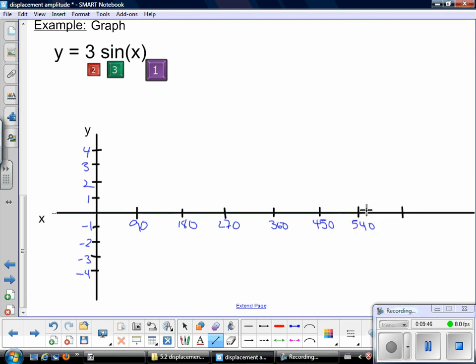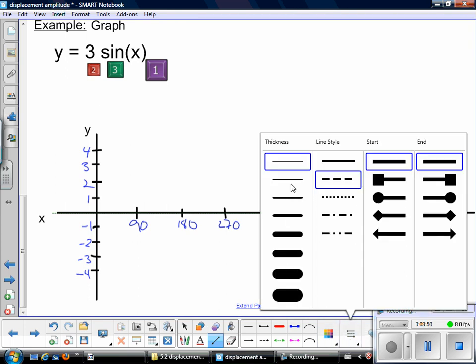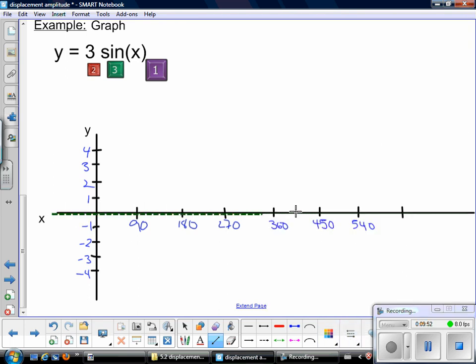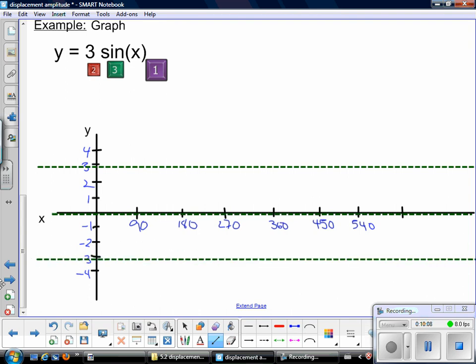Okay, so this is my reference line, which you cannot see, so I need to make it thicker. Okay, obviously you can see that one. Then I look at what's in front. What's in front is 3, so it means I go up 3 units and I go down 3 units, right? Then I look to see whether I have sine or cos.